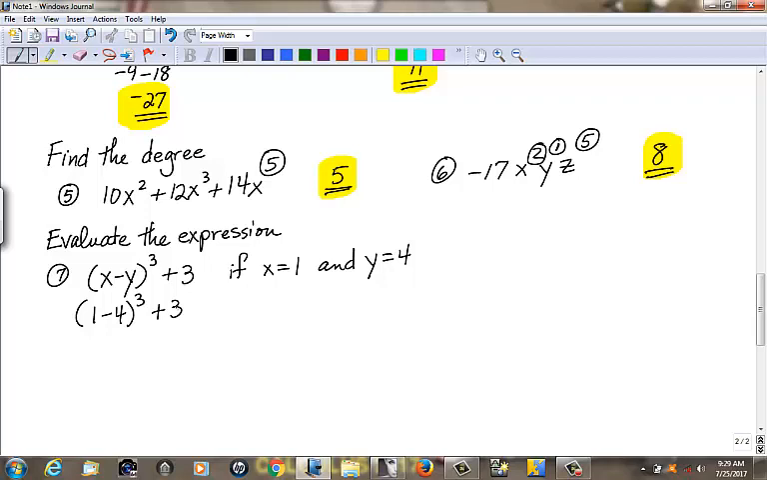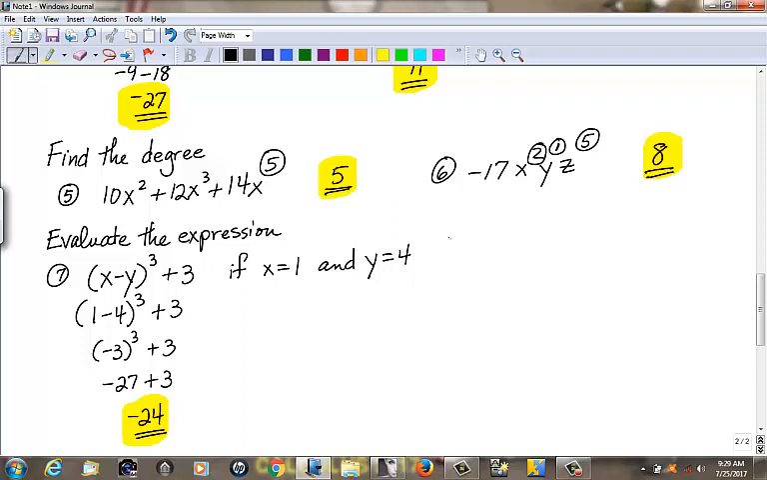and then simplify. Simplify inside first, so 1 minus 4 would be negative 3, negative 3 cubed plus 3. Simplify any powers, so negative 3 times negative 3 times negative 3 should be a negative 27. Plus 3, and then simplify, you get a negative 24. A negative 24 should be your final answer.